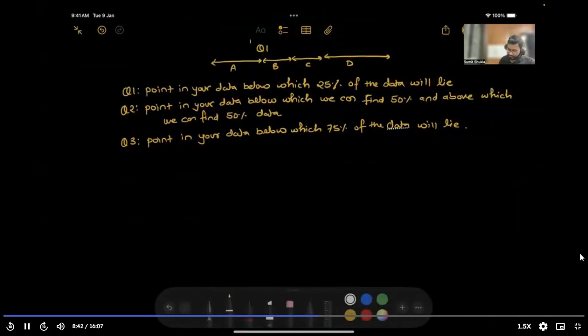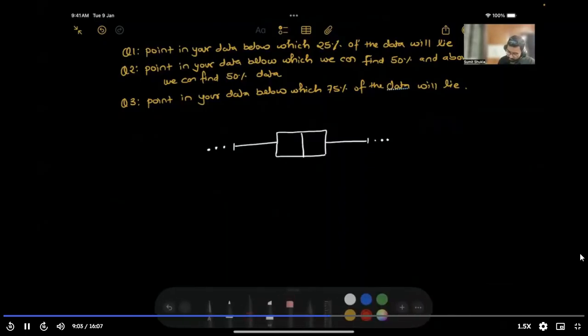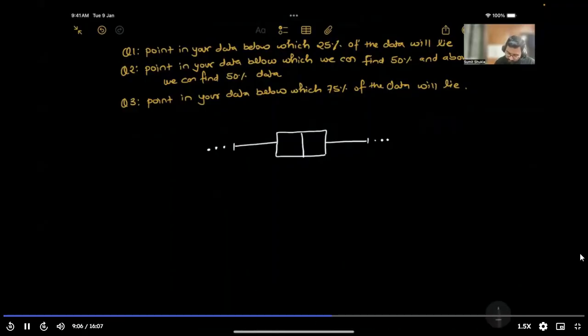Now let me try it again. So here we have the box plot. This is my balanced condition. Remember, this is balanced, means the data is normally distributed. So if I draw the normal distribution around this, it will look like this. So this is your normal distribution.